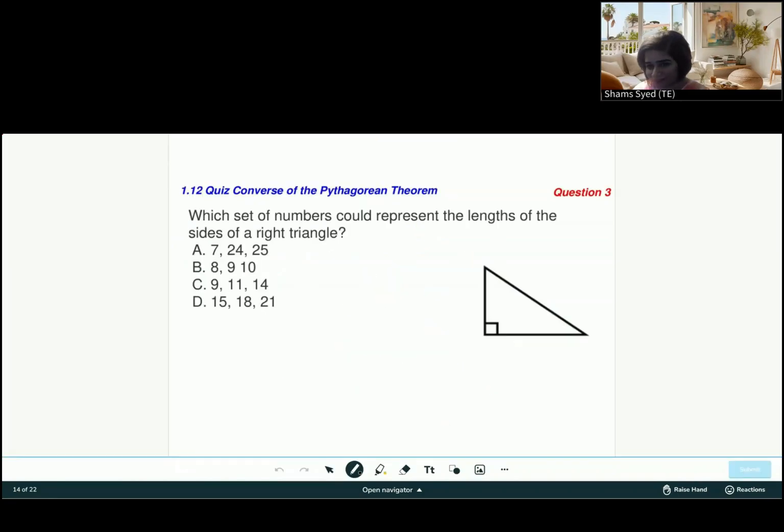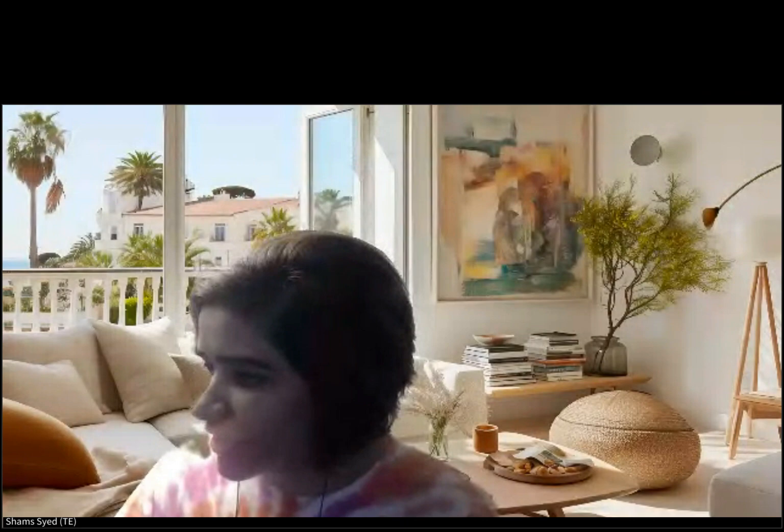Here's the third variety of question 3. Which set of numbers could represent the lengths of the sides for a right triangle? I will apply the Pythagorean theorem. I'll do the squares of the shorter sides and see if that equals the square of the longest side. I will use 7, 24, 25 first, then I will use 8, 9, and 10 next. Let's go to the Desmos calculator and try out the numbers.